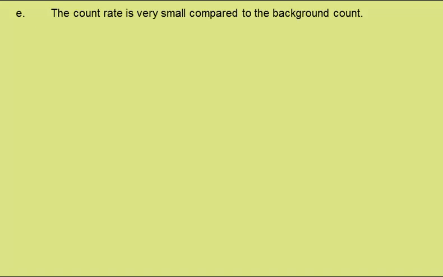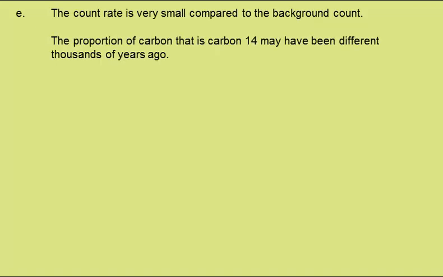In E, we need to give 2 reasons why it is difficult to obtain a reliable age of the boat from the carbon dating described. Well, the count rate is very small compared to the background count. Also, the proportion of carbon that is carbon-14 may have been different thousands of years ago.